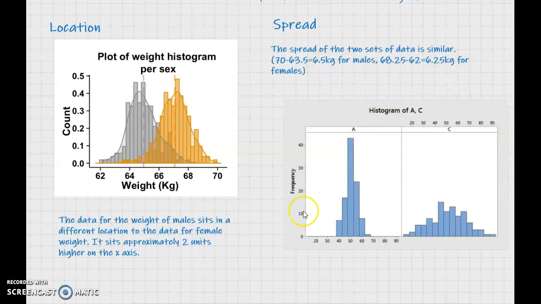If we look at this data, we can see that this graph, A, whatever A is, the spread is far less. It's about 30 compared to this one, where it's far more spread out. It's almost 90, the spread. So that's an example of when the spread can be different. And you just say something like the spread of the two sets of data is different and provide some evidence to support your statement. So saying there's approximately 30 for set A and the spread is 90 for set C. I've no idea what the units are, so that's all I can say.